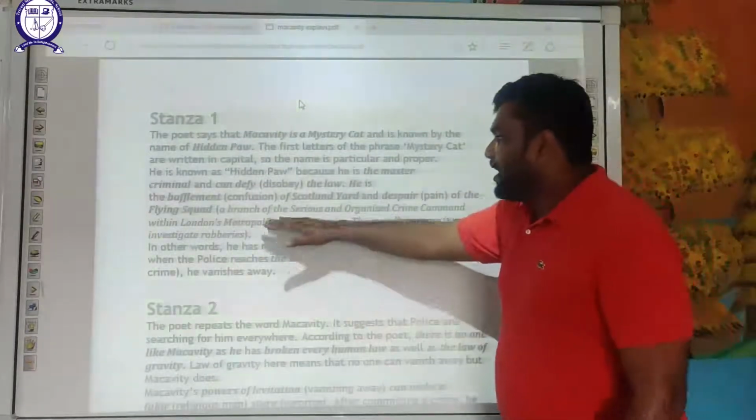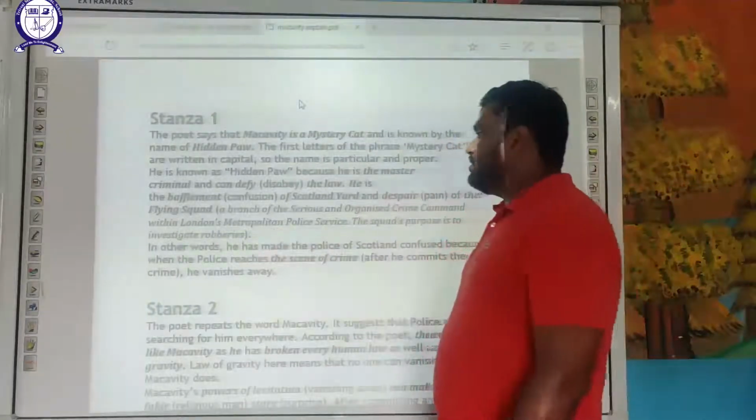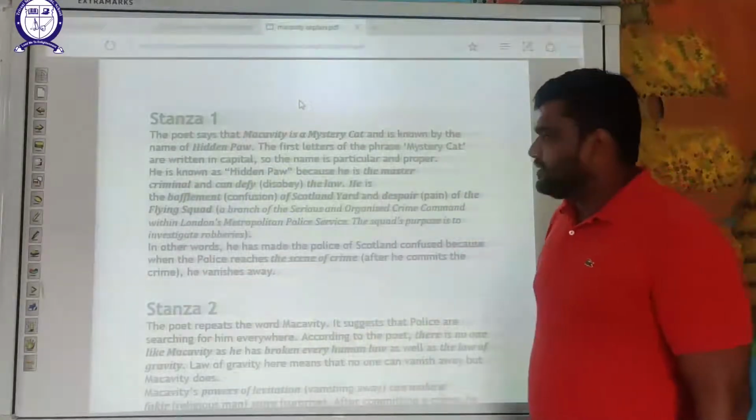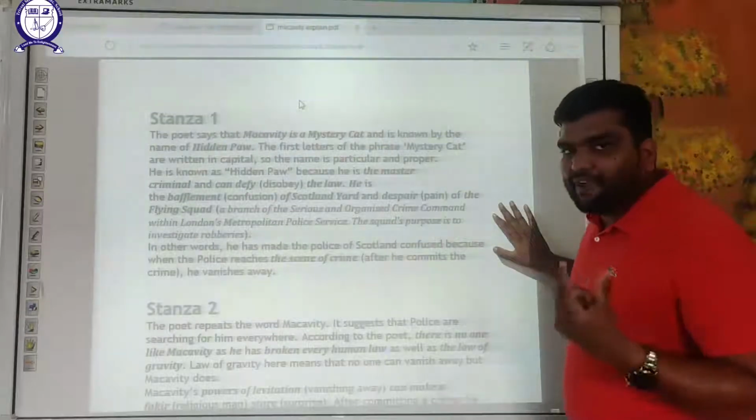Flying squad, a branch of serious and organized crime command within London's Metropolitan Police Service. Okay, Metropolitan is used for large cities. The squad's purpose is to investigate robberies. So that is your flying squad.